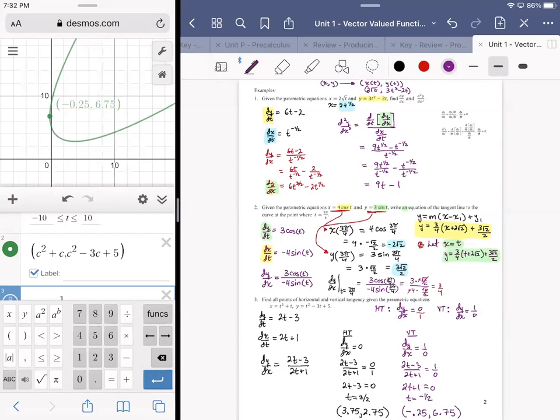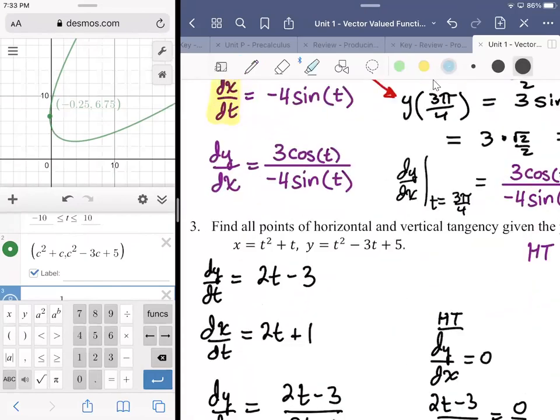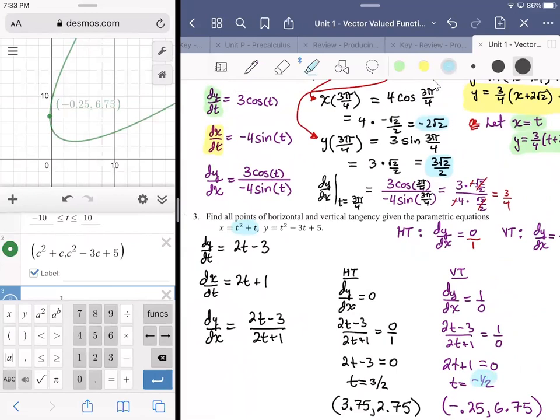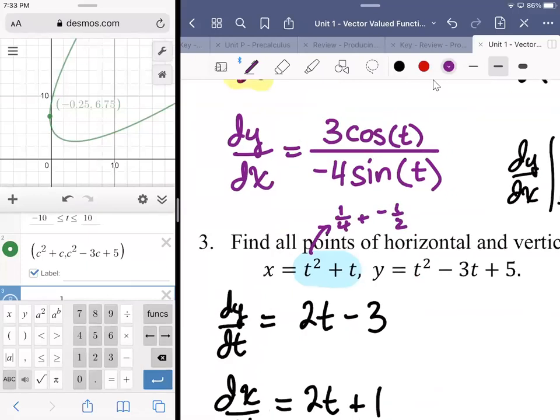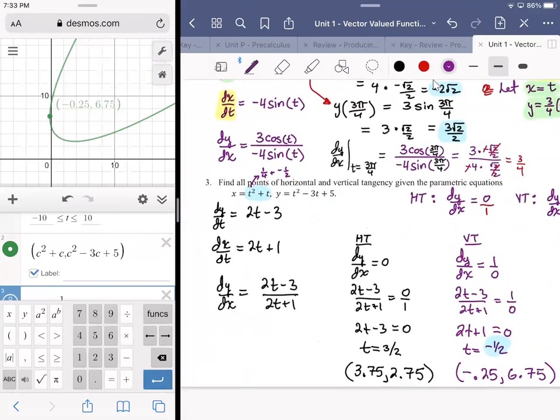Let's see what we got in the chat. Oh, why is the negative? Why is the 1/2 negative? That's because if you evaluate the x equation for where t is equal to negative 1/2, you're going to get a quarter plus negative 1/2. And so that's going to give you a negative 1/4.